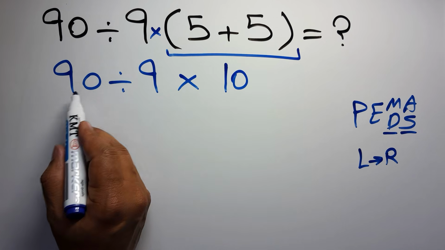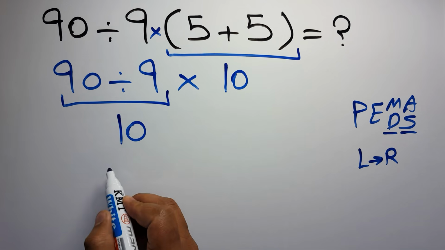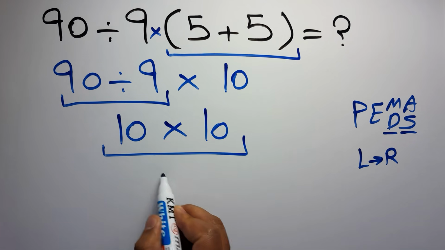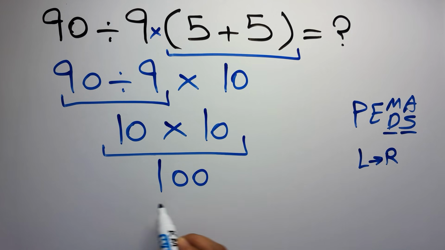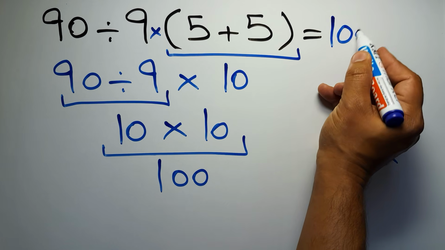Okay, so first 90 divided by 9, which equals 10. So we have 10 times 10, which equals 100. And this is our final answer to this problem. The correct answer is 100.